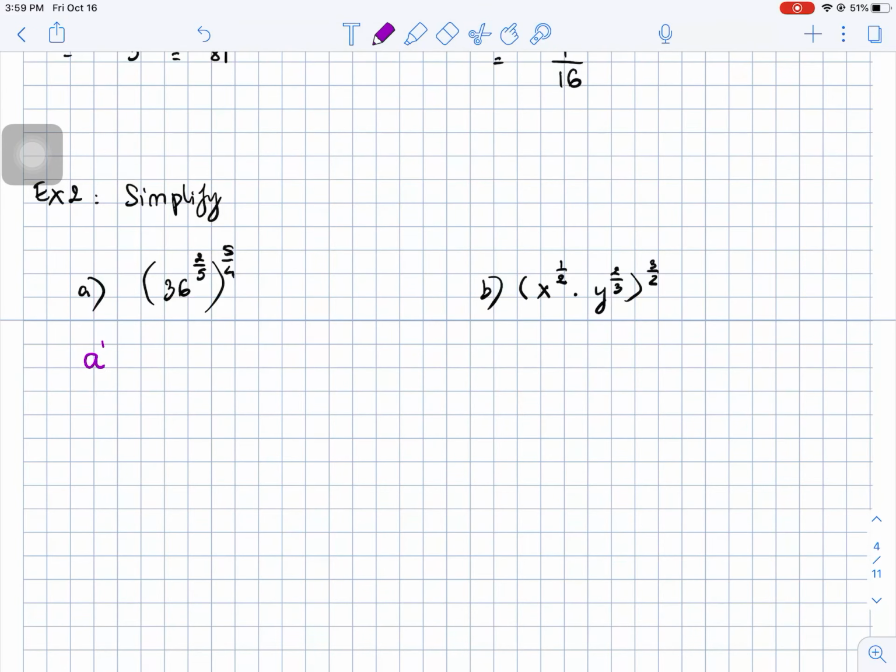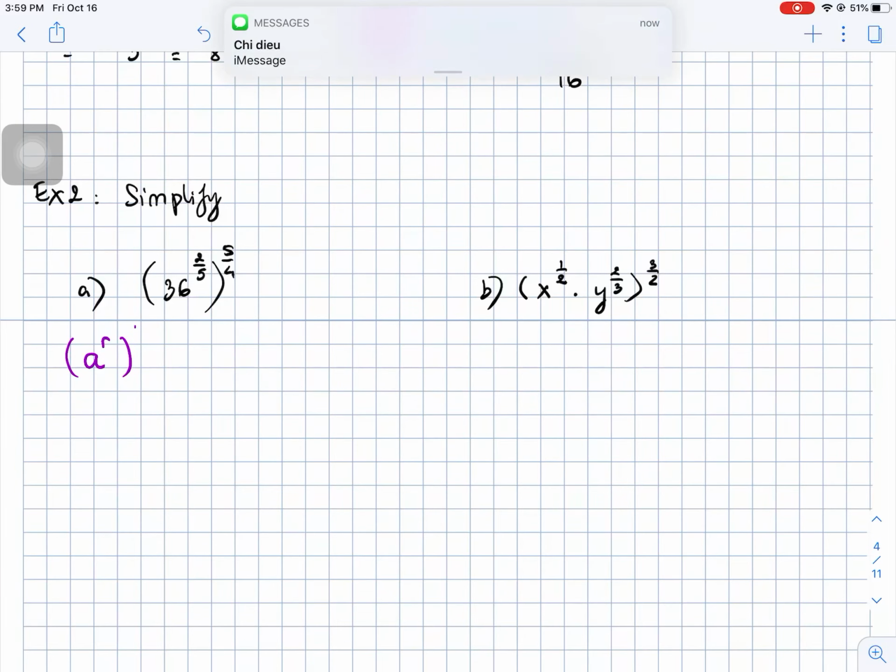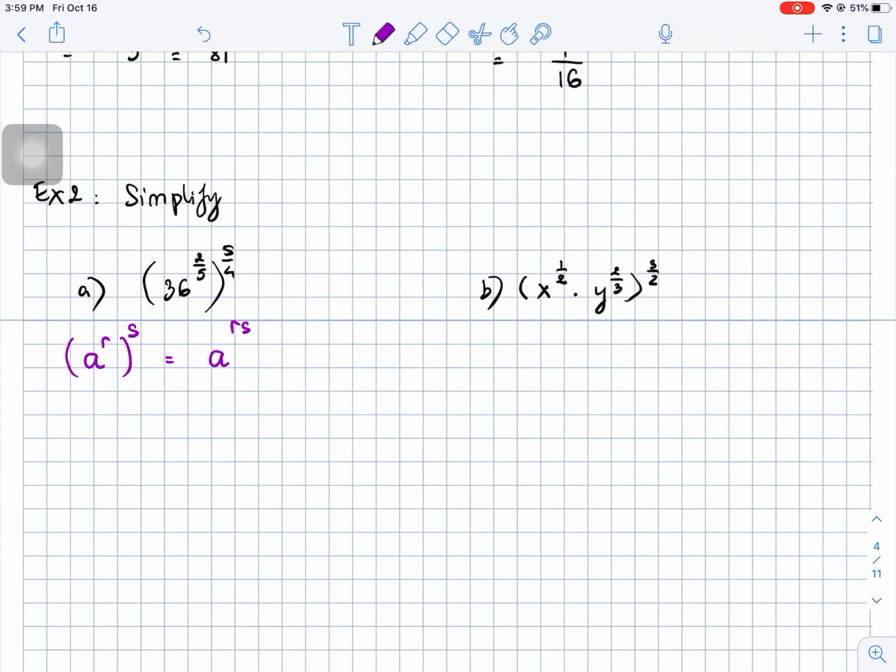Example number 2, we need to simplify 36 to the 2/5 exponent 5/4. In part A, we will use the power rule, number 5. Let's write down the power rule. If we have a to the exponent r, and then another exponent s, then we will multiply the two exponents together. For part B, we will use the product to the power rule.